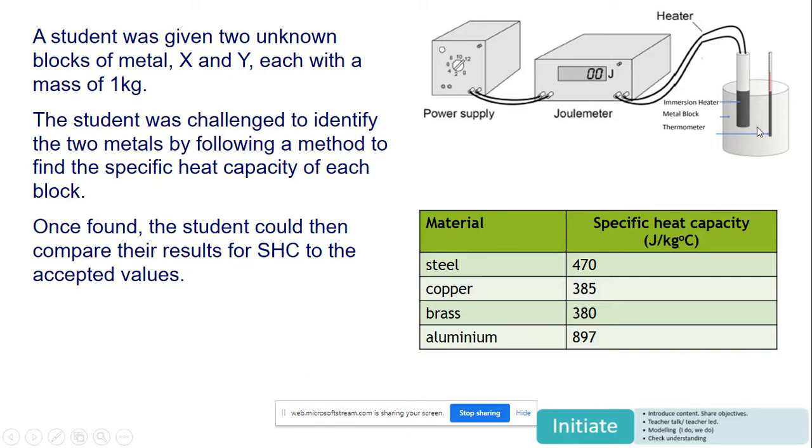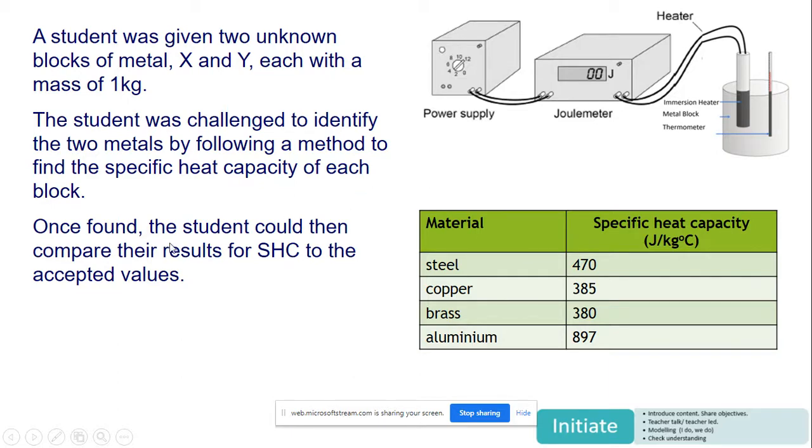Here's our metal block, and inside the metal block we've got a heater, an immersion heater, which is connected to a joule meter, which is connected to the power. So when I switch this on, energy will flow. This will record the amount of energy flowing, and obviously that energy will get transferred to heat energy in the heater and then to the block, and then the block will get hotter. Okay, is that fairly standard? That's fairly simple. If not, go back to the previous lesson and have a think.